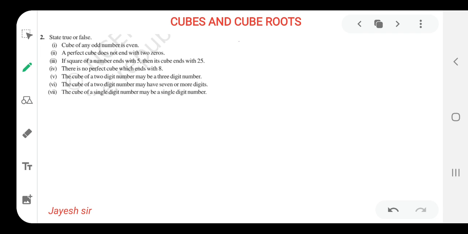The cube of a 2-digit number may be a 3-digit number. So let us begin with the smallest 2-digit number. The smallest 2-digit number is 10. Cube of 10 is 1000. That means it has 4 digits. So the cube of 10 is having 4 digits. So we can say directly that the cube of a 2-digit number is not a 3-digit number.